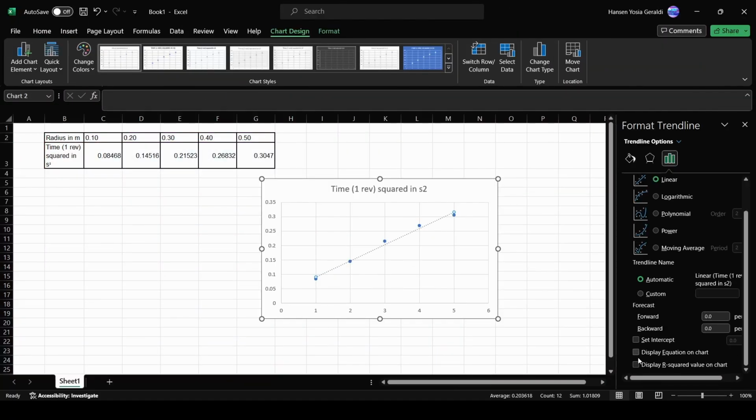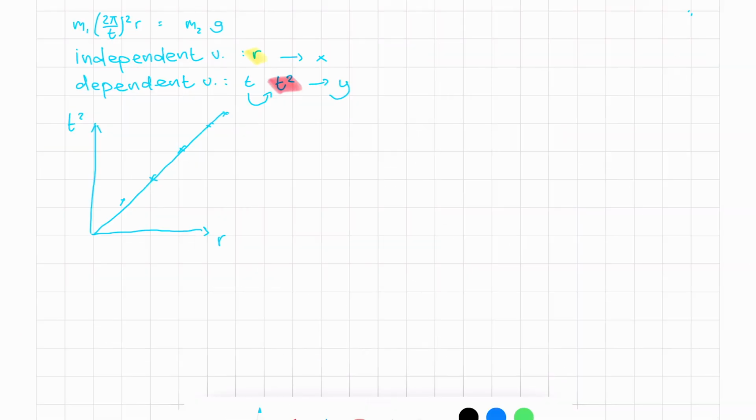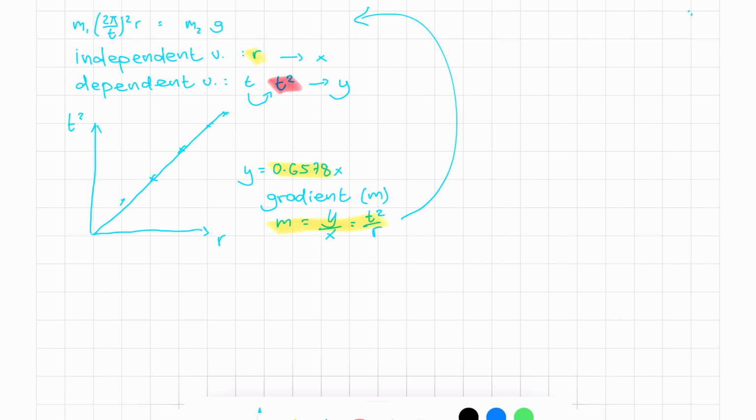Using the tools available in the spreadsheet app, we obtain this graph and a regression line with the equation y equals 0.6578x. 0.6578 is the gradient, or m, of this graph, which is y over x, or in this case, t squared over r. You might have noticed that the inverse of the gradient, 1 over m, about 1.52, is r over t squared, which we have in our equation. Thus, we can substitute and rearrange the equation so that g is equal to m1 times, in brackets, 2 pi, squared, times the inverse of the gradient, over m2.